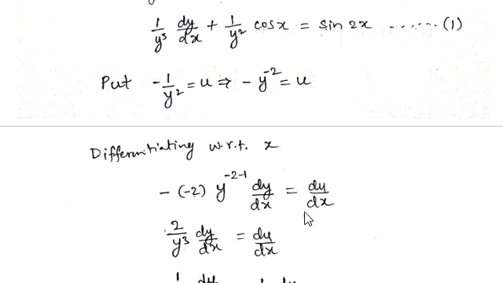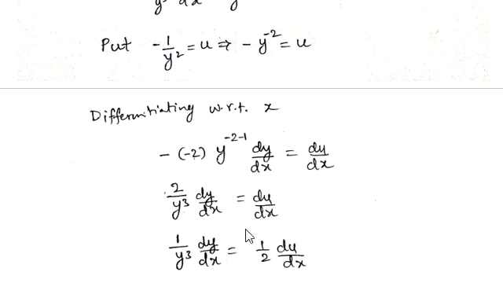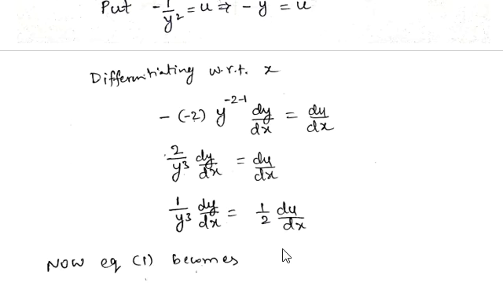So 2 by y cube dy by dx is equal to du by dx, and if you send the 2 to this side, it is 1 by 2. So 1 by y cube into dy by dx is equal to half into du by dx. Now equation 1 becomes as follows.